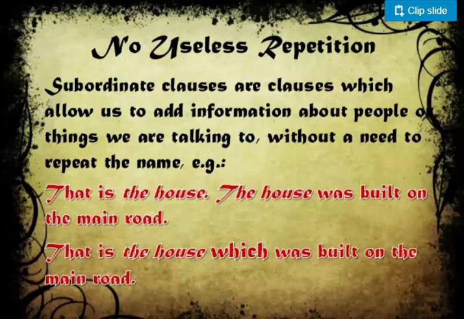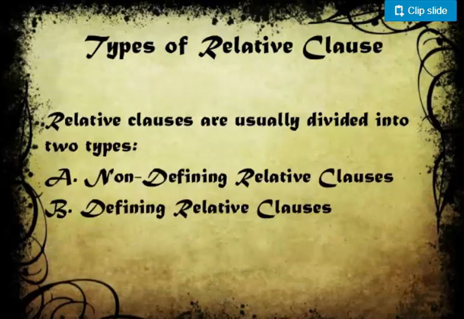And that is the house. The house was built on the main road. So this is the repetition: the house, and again the house is used in the next phrase. In order to avoid this, we say: that is the house which was built on the main road. So which refers to whom? The house. The house which was built on the main road.